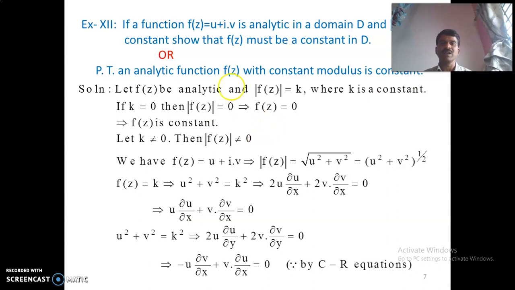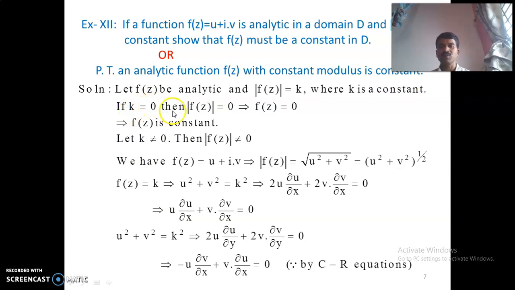Next standard result. Suppose the function f of z equals u plus iv is analytic in a domain D and the modulus of f of z is constant. Show that f of z must be constant in D. That means you want to prove that an analytic function f of z with constant modulus is always constant. Let f of z be analytic and, as given, modulus of f of z equals k, where k is a constant.